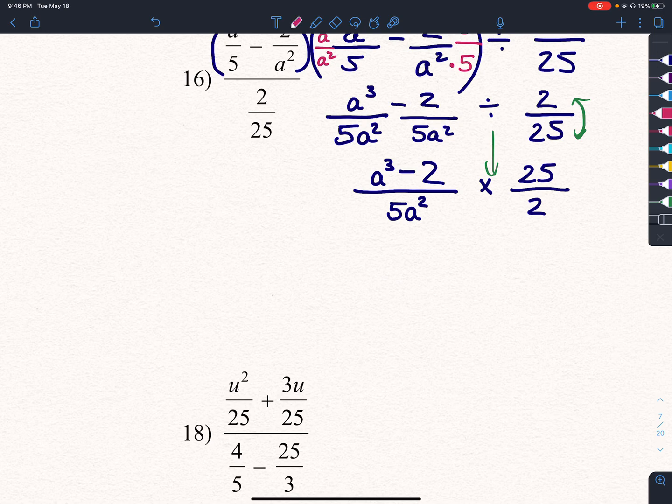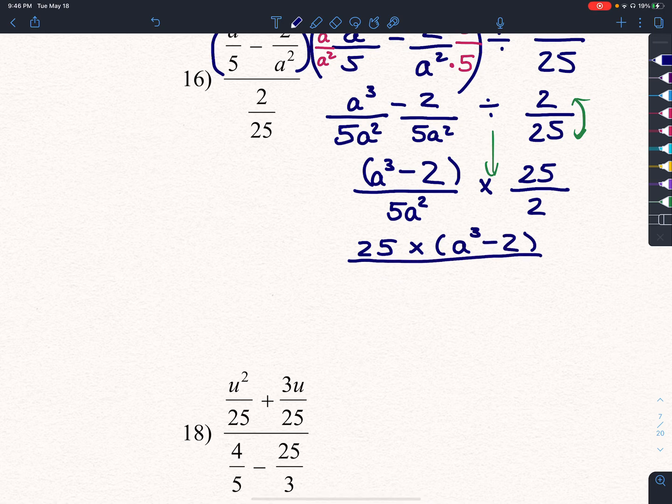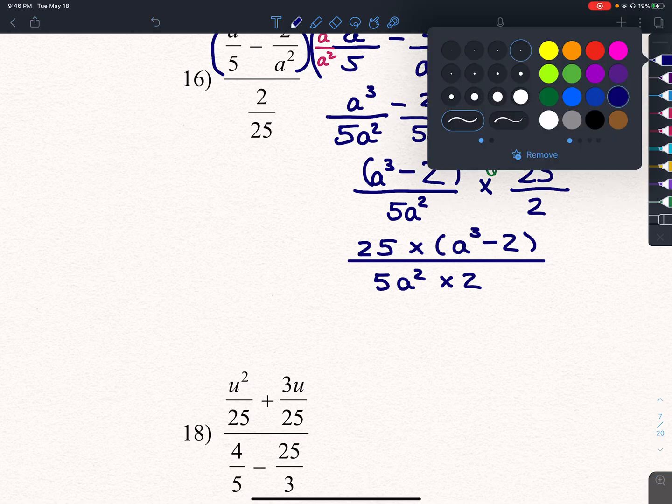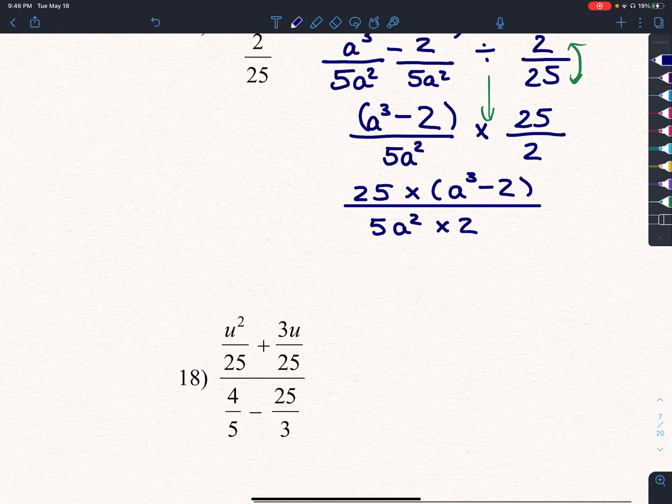But I actually want to do something a little bit different. What I'm going to do here is I'm going to switch the spots of the 25 and all of this. I'm going to write 25 times a cubed minus 2. And over here we have 5a squared times 2. Okay, and I'm writing it this way for a specific reason, which you'll see in a second.